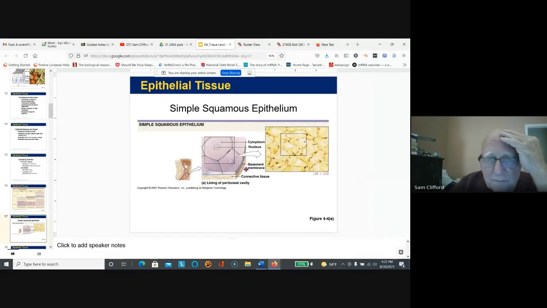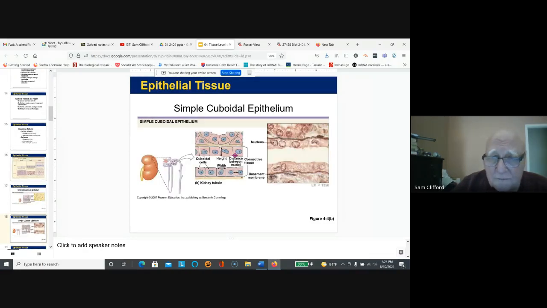Simple squamous are like a flat cell, and you put them together, they join one another, and they form a barrier, and those cells line your digestive tract, for instance. They line your lung cavities. Simple cuboidal has a large nucleus, spherical in shape, and the cells are basically little cubes. Kidney tubules are made of simple cuboidal cells.